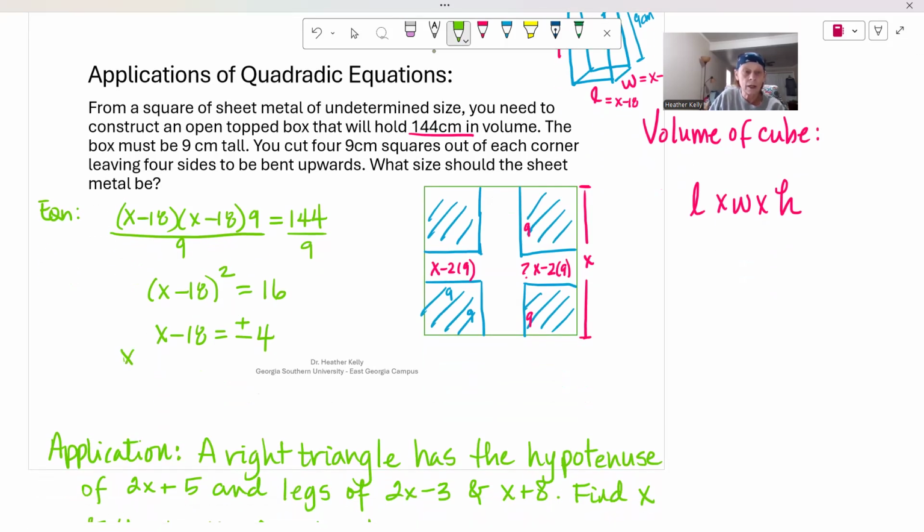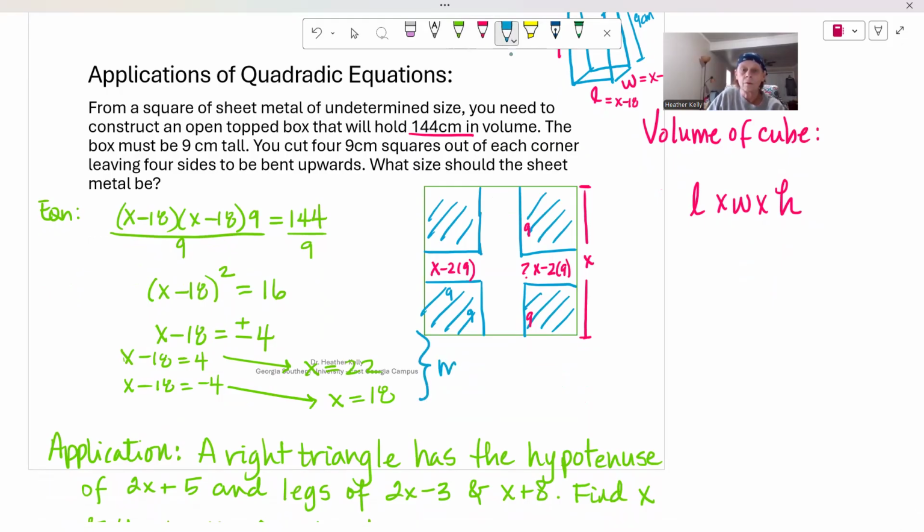So we'll have x minus 18 equals 4, and x minus 18 equals negative 4. Adding 18 over, we'll have x is equal to 22. And adding 18 over, we'll have x is equal to 18.